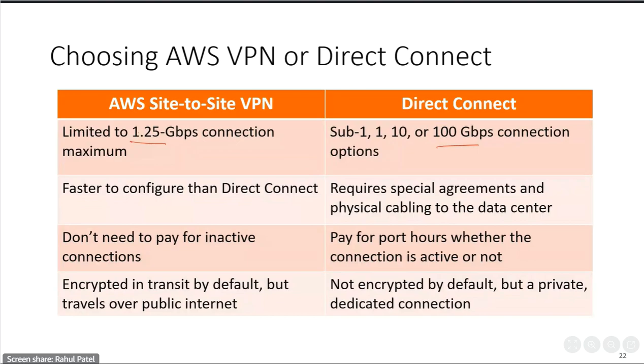When you are using Direct Connect, it requires a special agreement, and physical cabling to the data center has to be done, so it is time consuming as well. So AWS site-to-site VPN is always the best and fastest option if you want to connect your own network to AWS.